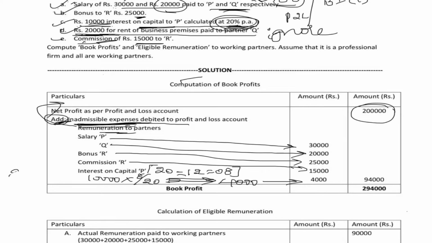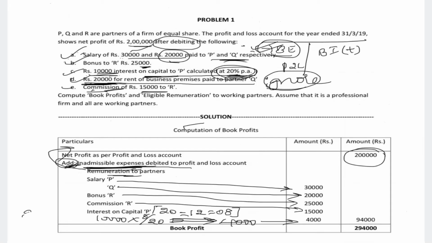So no need to consider rent, and hence we will ignore rent here. Now we have considered all the points given in the problem, and whatever we get after adding or deducting the values given in the problem at the end is called book profit. So now we have calculated book profit.